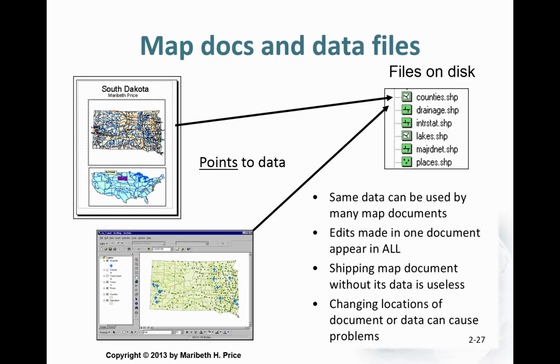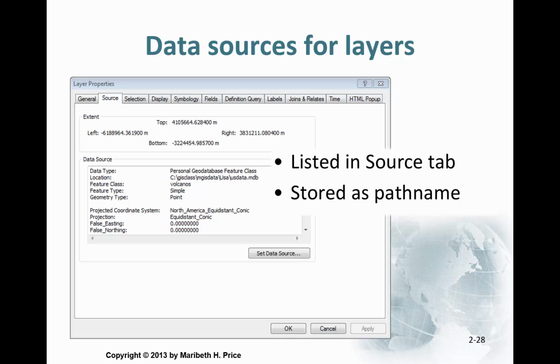You can't send someone a map document and expect it to work because the links to the GIS data will be broken. Those links are also broken if you move or rename the data files. You can view the source or path to the GIS data by using the Source tab in the Layer Properties dialog box or the Source view of the table of contents.